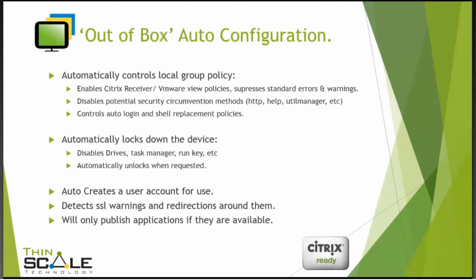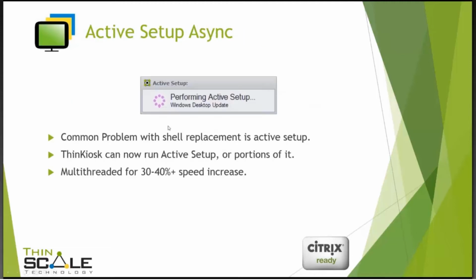So, a quick note on active setup async. A common problem with shell replacement is active setup. A number of programs relying on Internet Explorer particularly have a large requirement on active setup. ThinKiosk is now active setup aware. It's aware of what keys need to run. It runs them in a multi-threaded fashion, so instead of running one component at a time, it fires off threads of active setup, getting about a 30 to 40% speed increase depending on how many CPUs you have. Obviously, the more CPUs you have, the faster it's going to go. Active setup is particularly handy if you're using Flash redirection or anything like that, where there is a browser requirement that active setup has run. So active setup is included in the Enterprise Edition.